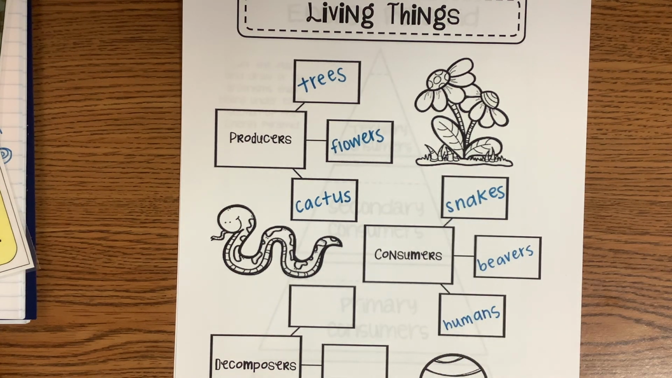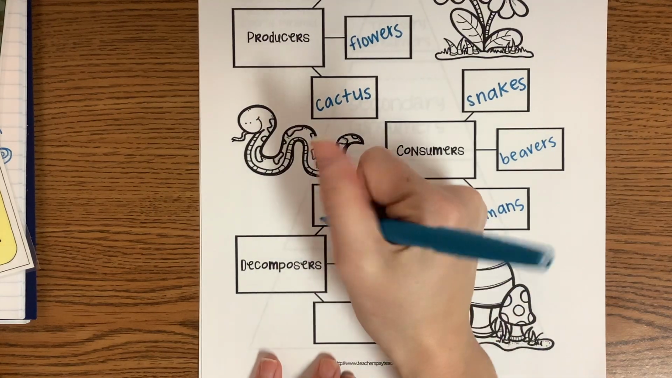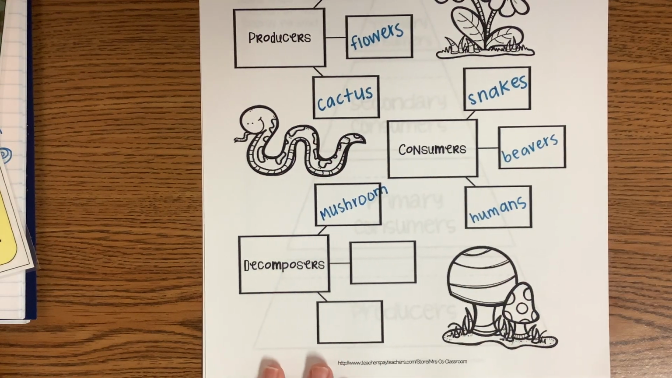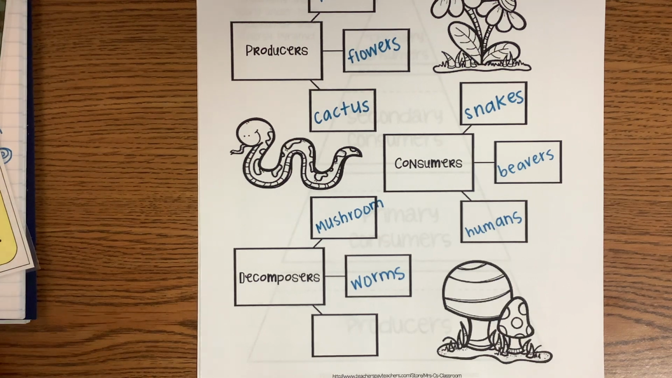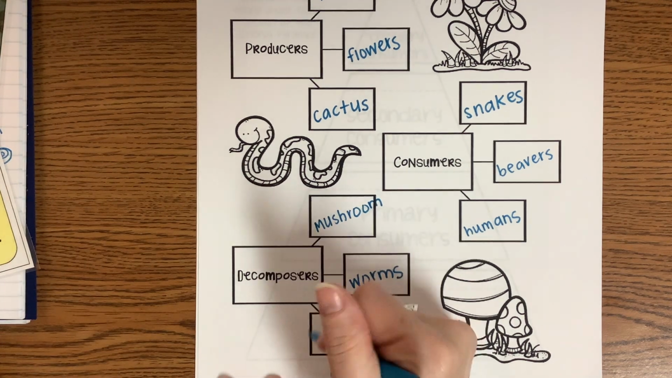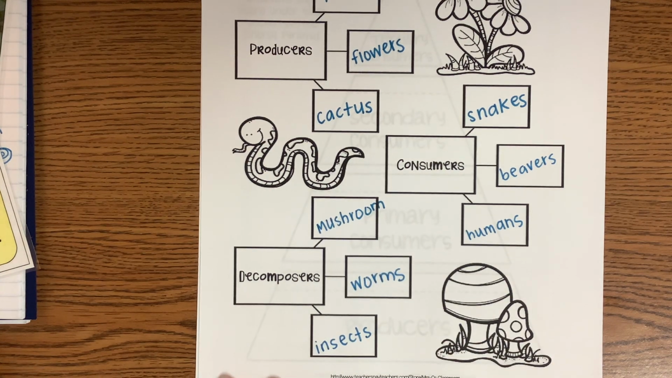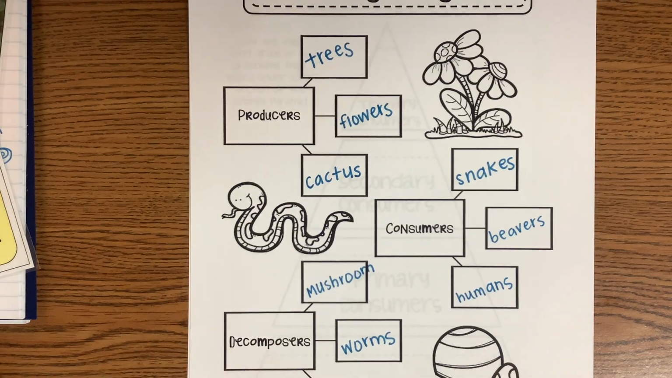Now, decomposers. Our example right here, this is a mushroom. We have worms. And some insects. You can color these pictures if you'd like to. I want you to fold this and glue it in your science journal. Then you have a brain pop to watch and you have an activity to do.